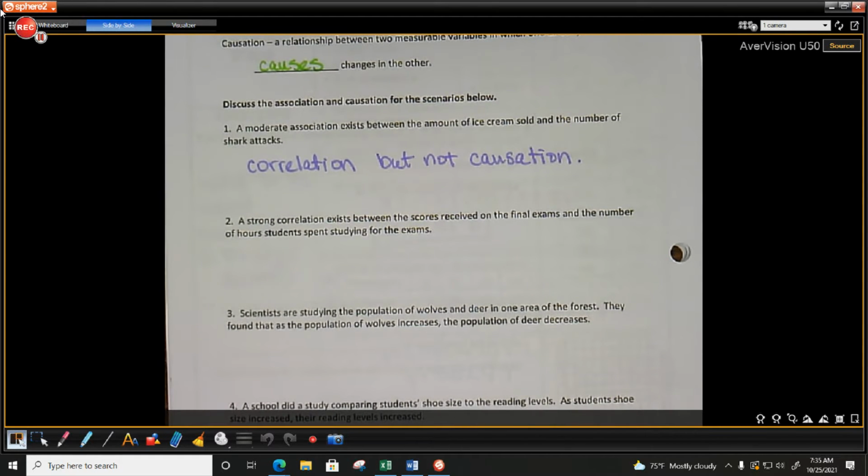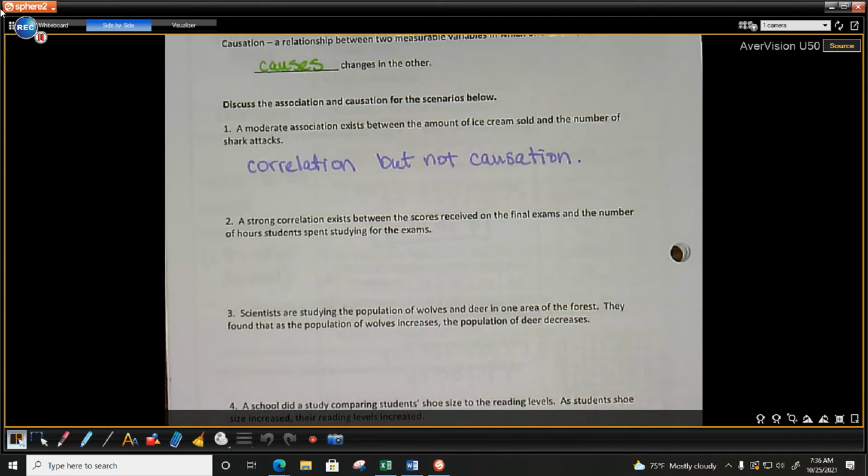The second one, a strong correlation exists between the scores received on the final exams and the number of hours students spent studying for the exams. Do we think there's a relationship between those two? Yeah. Normally, the more you study, the better you do. If you don't study at all, you're probably not going to do great. So there's definitely a relationship, a correlation between those two. But do you think it's causation? How many of y'all can do well on a test and never study?